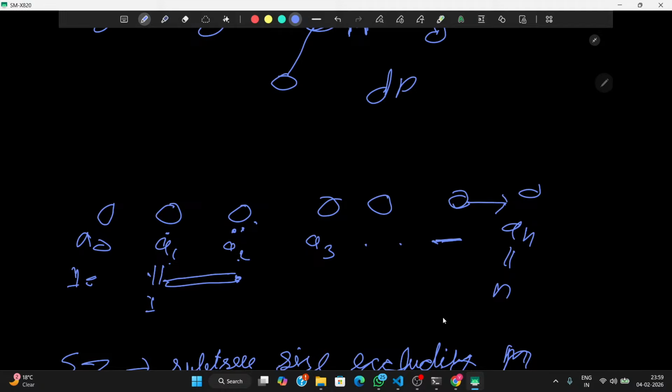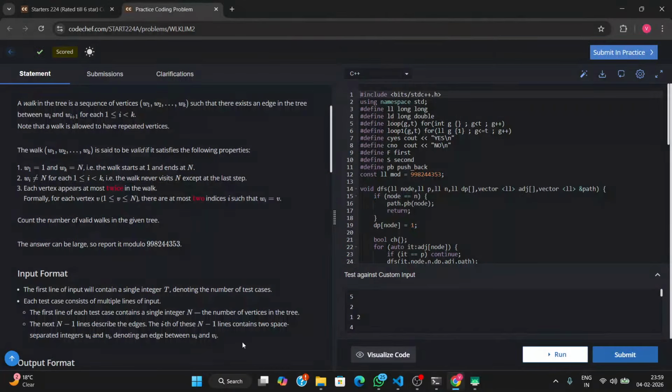After we reach the nth node, our iteration is over. Our walk is over, right? Let us understand this with our code also.